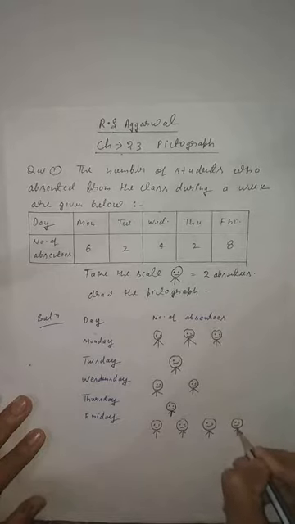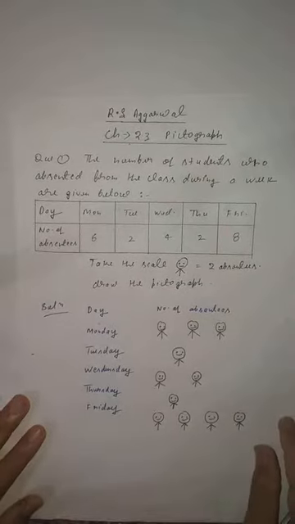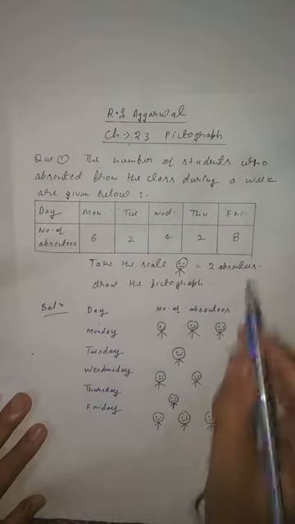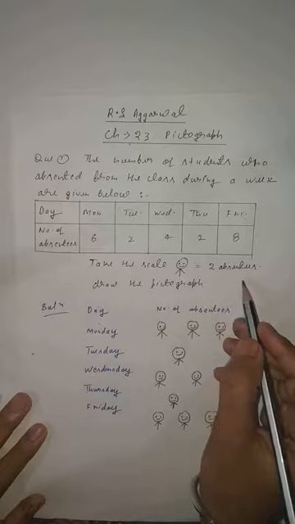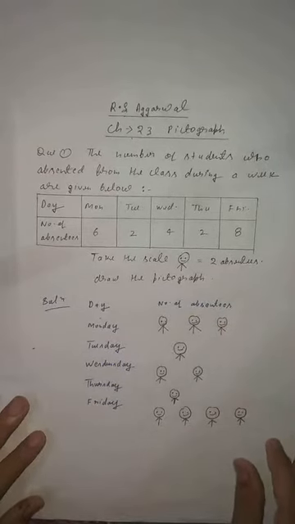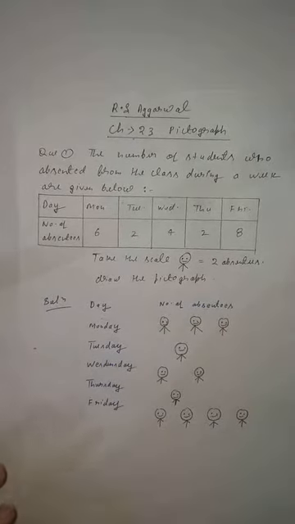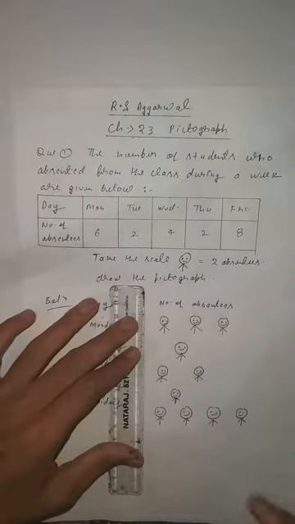Clear, students? Why am I drawing 4 here? Because 8 is given. So 1 is equal to 2. So 2 is equal to 4, 3 equal to 6, and 4 equal to 8. Clear, students? So this is your question number 1, and you have to draw neat and clean in your copy. Clear, students?